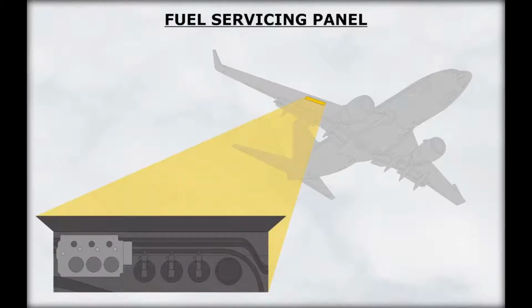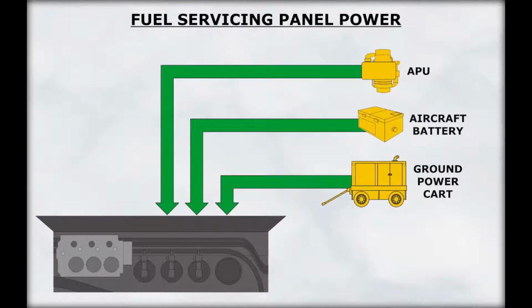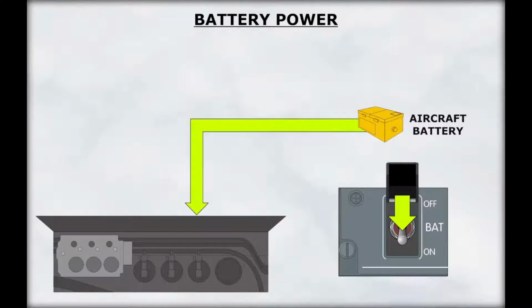The fuel servicing panel is located on the forward part of the right wing, outboard of the engine. The refueling panel is powered when the access door is opened. The refueling panel can be powered by the APU, a ground power cart, or the aircraft battery. The battery switch must be on in order to refuel the aircraft using the battery only.